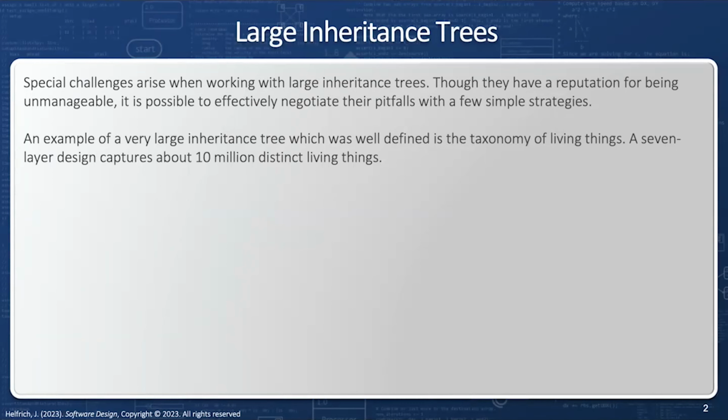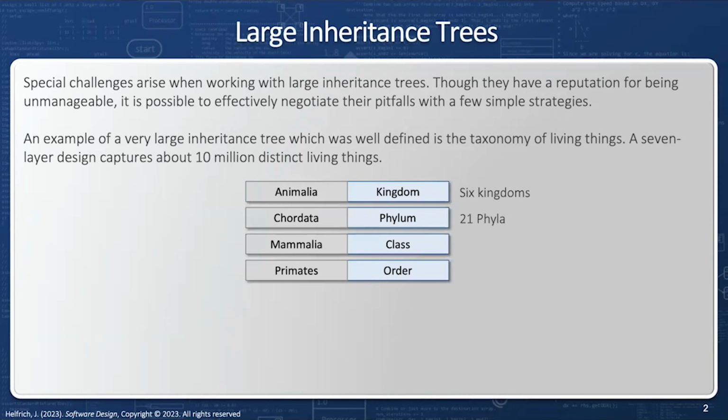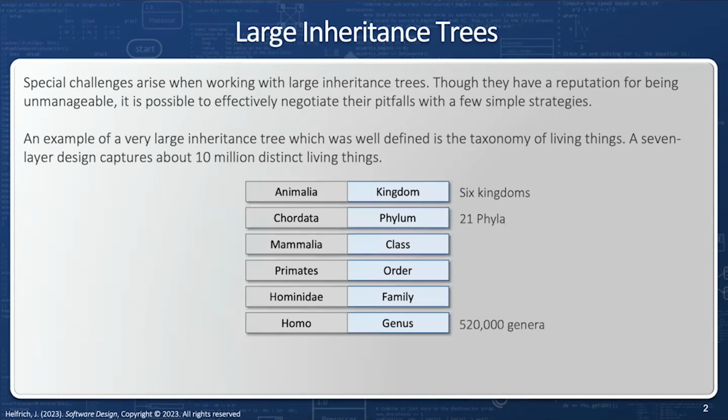A 7-layer design captures about 10 million distinct living things. So the animal kingdom, and there's 6 kingdoms, and then we have phyla, and there's 21 phyla. And then after that, we have the class, and we happen to be Mammalia. And then there's the order, we happen to be primates, and then a family, and then the genus, we're Homo, and there's 500,000 genera, and then there's 10 million species. And so here we have 10 million different elements in this large inheritance tree, but they're manageable. Well, let's see why that is.